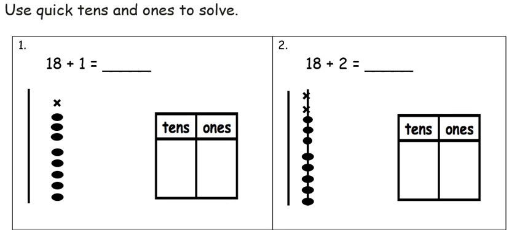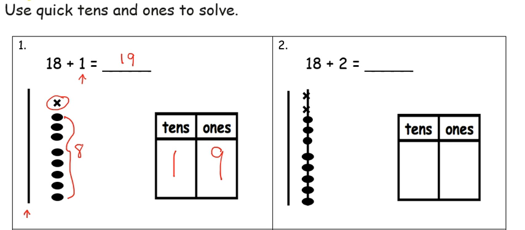The first problem is 18 plus 1, and you can see in the picture here we have one stick, so that represents our quick 10, and then we have 8 dots. That represents 18 in all. So we have our 1 ten and our 8 dots for 18, and then we added 1 to that, and that's represented by this X. So you can see that we still have 1 ten, but now we have 9 ones. 18 plus 1 then is 19.